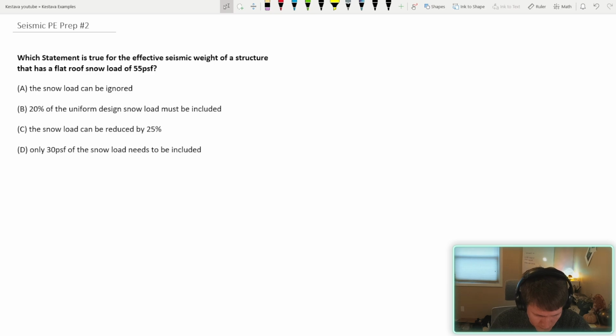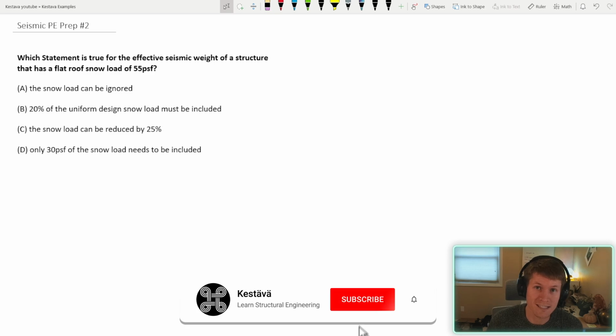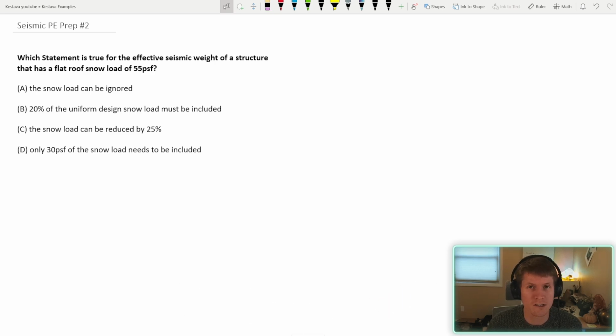If not, stick around. Which statement is true for the effective seismic weight of a structure that has a flat roof snow load of 55 PSF? This is a problem about, as it states, effective seismic weight. That criteria you're going to find in chapter 12 of the ASCE 7. Specifically, we'll be using the ASCE 7-16 for this code cycle, but the 7-22 is coming up in the not too distant future. But if we fly over to chapter 12, specifically 12.7, we'll find what we're looking for.